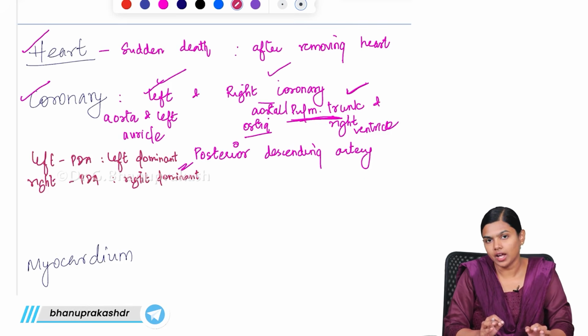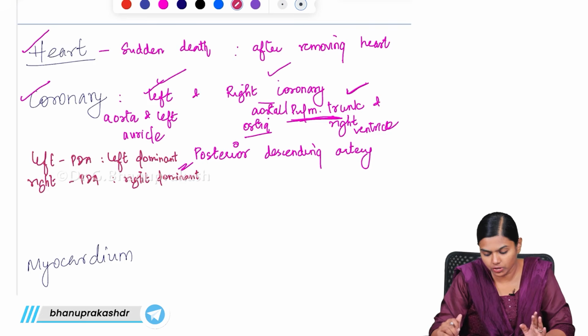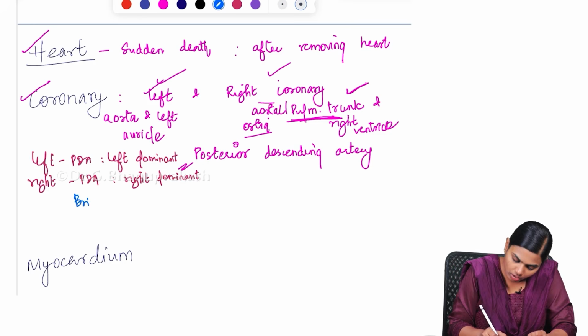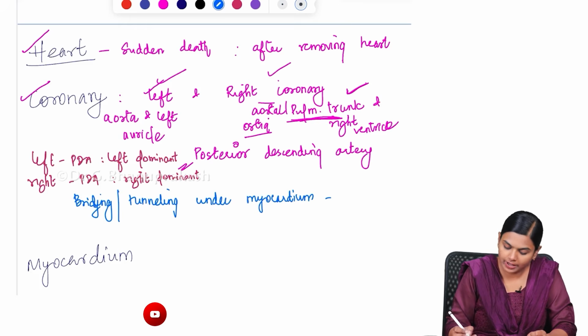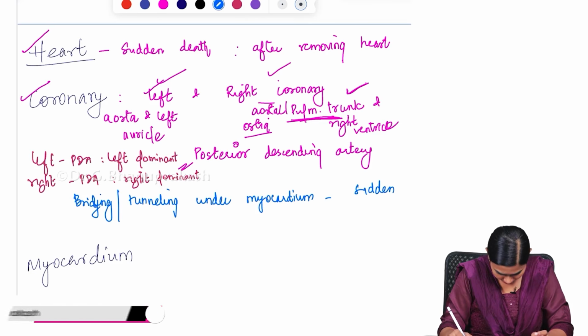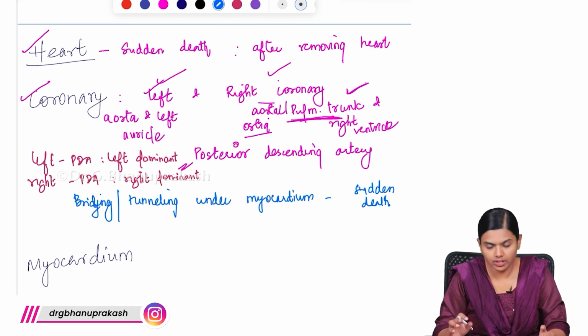And these coronary arteries, after inspection, after you trace the pathway, what you have to do is, you mainly look for any bridging or tunneling under myocardium. So this bridging or tunneling under myocardium of these coronary arteries can result in sudden death. This is one important cause for sudden death. So this thing you have to look for.